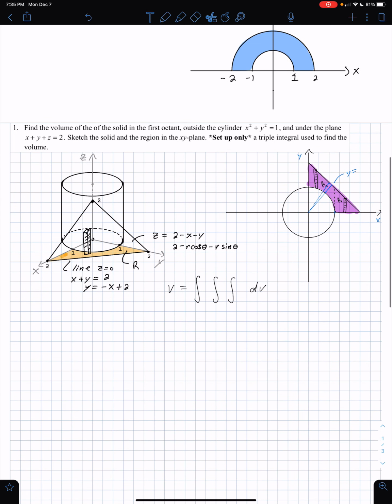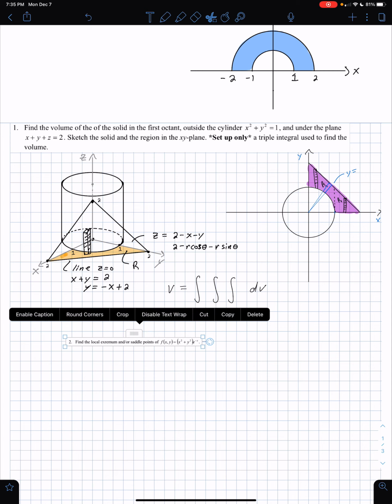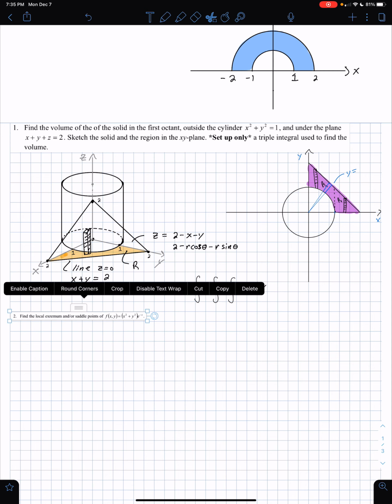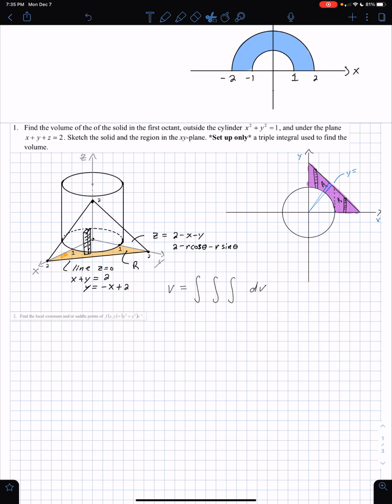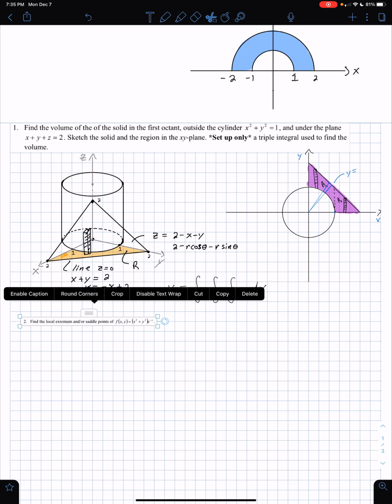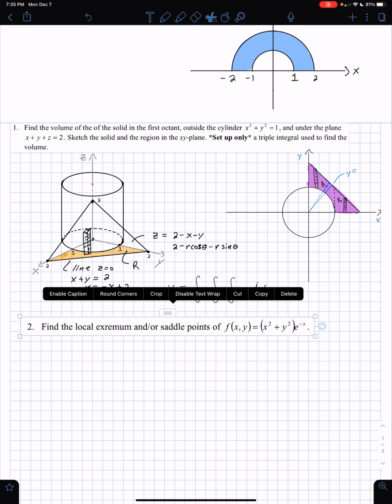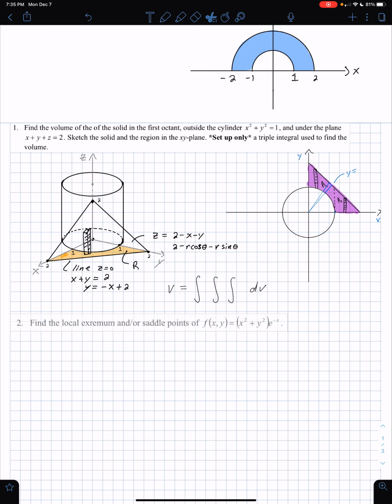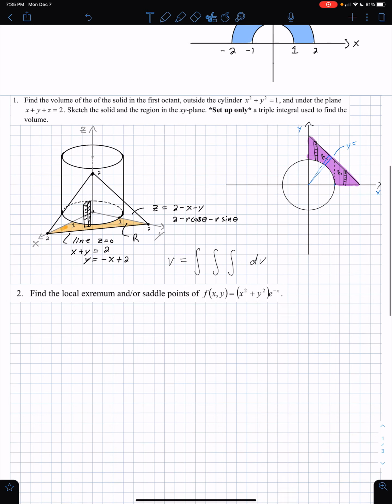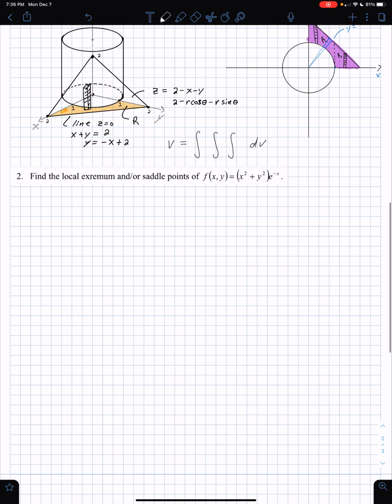So two, if I can make that larger. That looks okay, I guess. This is a pretty straightforward one. This is find local extreme and saddle points.